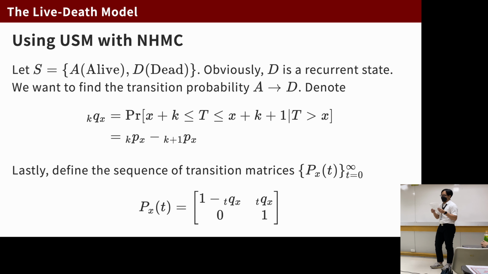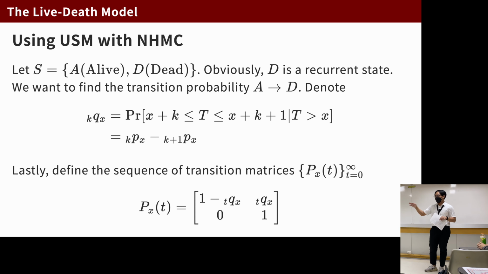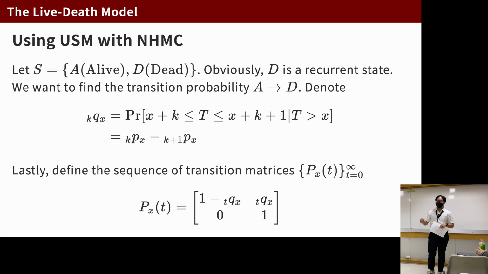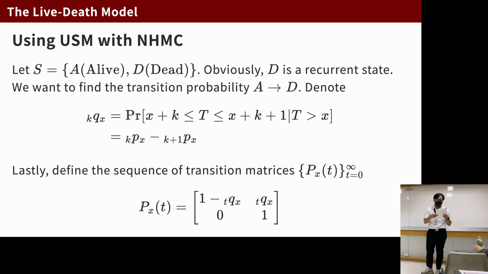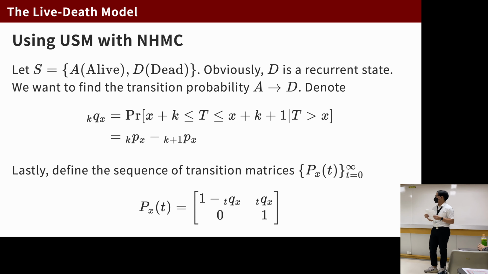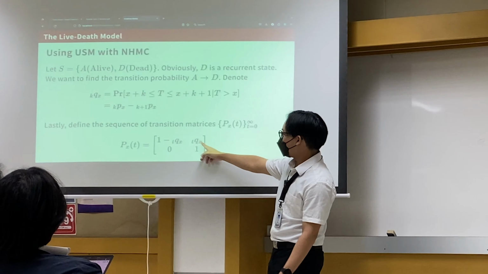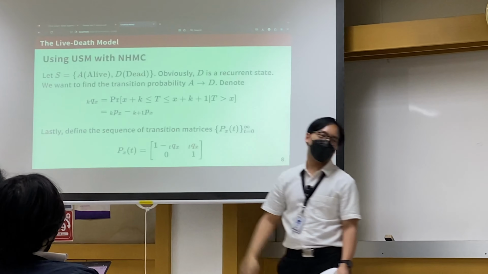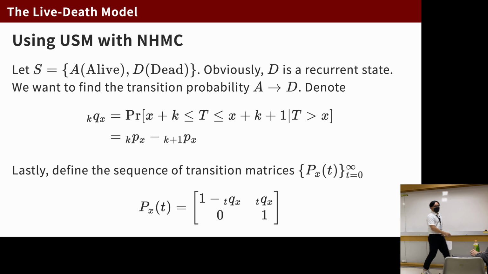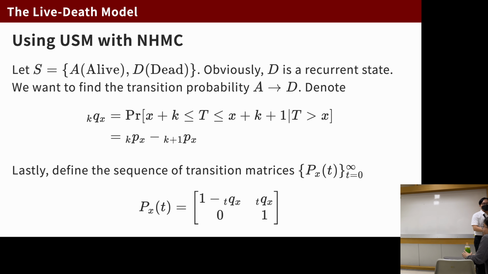We also define kqx to be the probability that you will live until t years, but not after it. So it's kind of like the probability that you will die in t years after living for x years. And we also define the transition matrix, P_t, to be, so this one is basically the probability that you stay alive. This is the probability that you die, and then if you die, then it comes back to itself. Wow, I stole it from Ajahn.